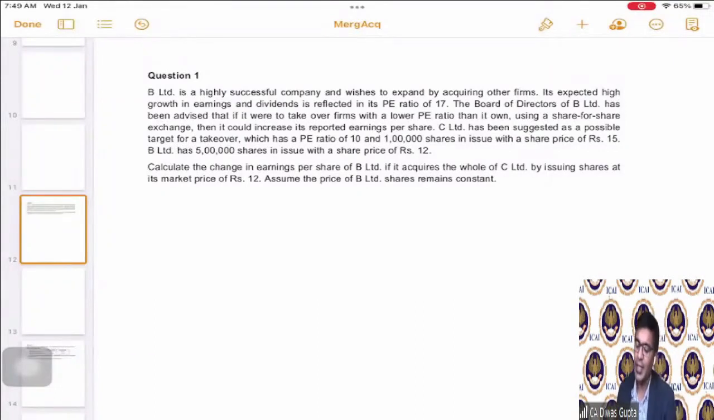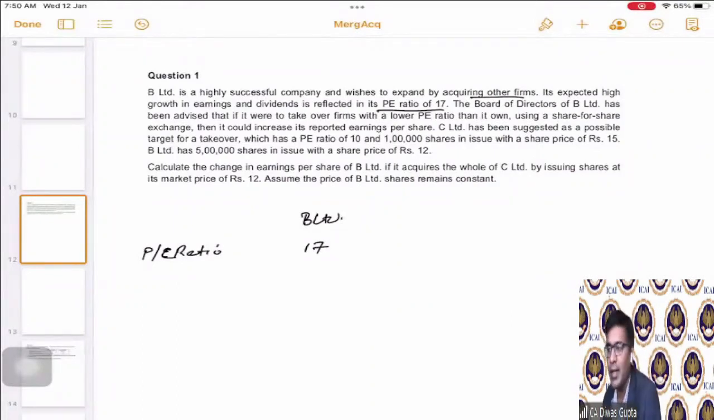So first of all, we are saying that B Limited is a highly successful company and wishes to expand by acquiring other firms. First of all, they are going to acquire other firms. Its expected high growth in earnings and dividend is reflected in the PE ratio of 17. So I'm putting here B Limited. Let's again try to put the data in a structured form. PE ratio is given as 17.